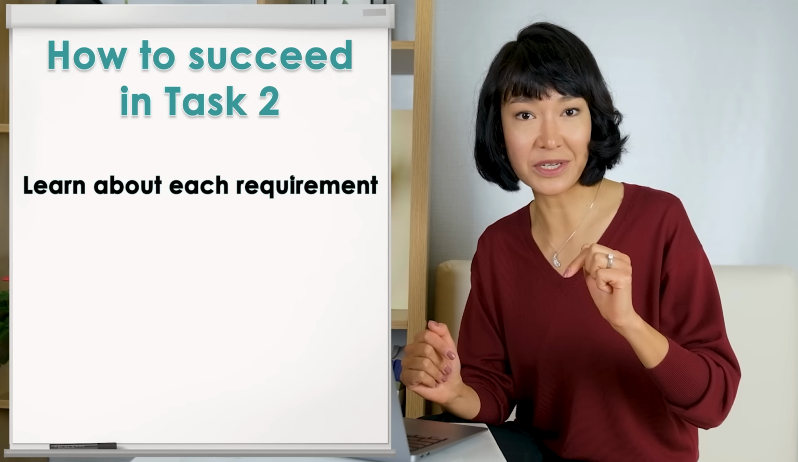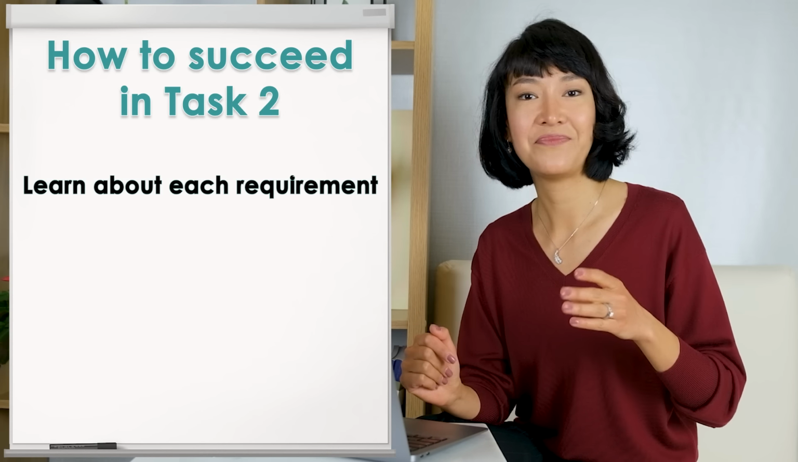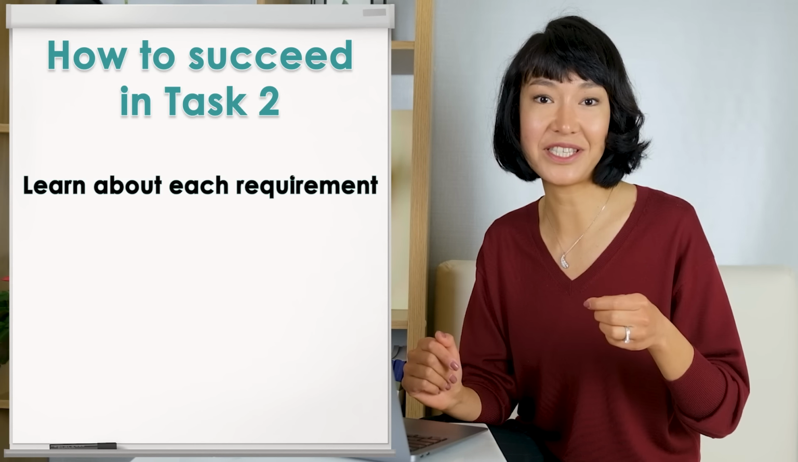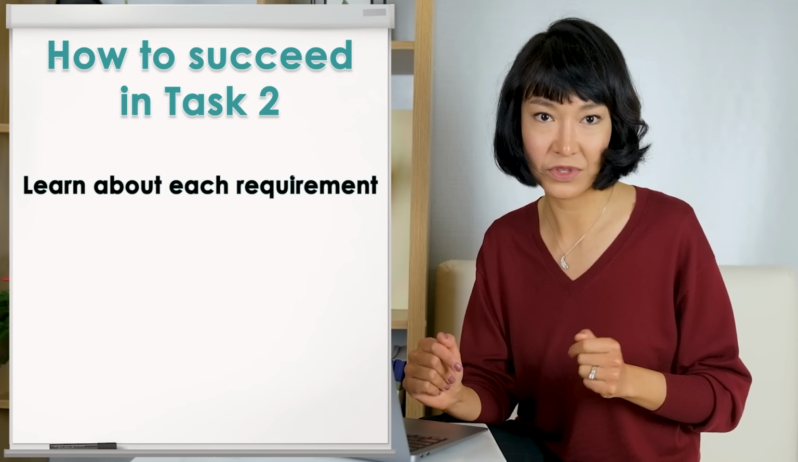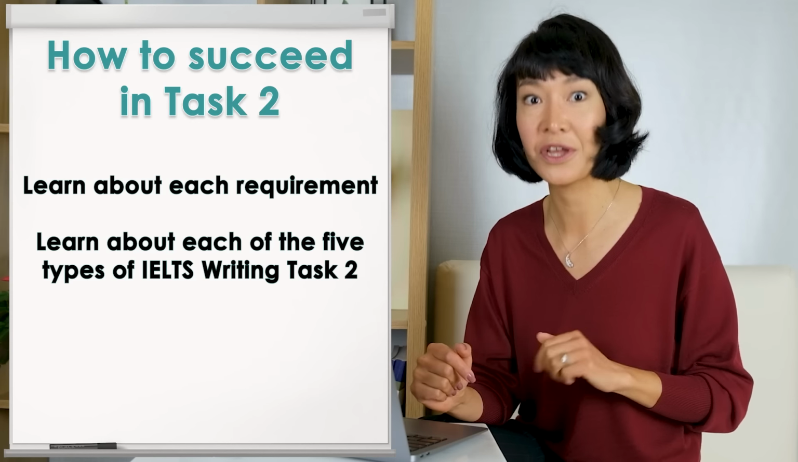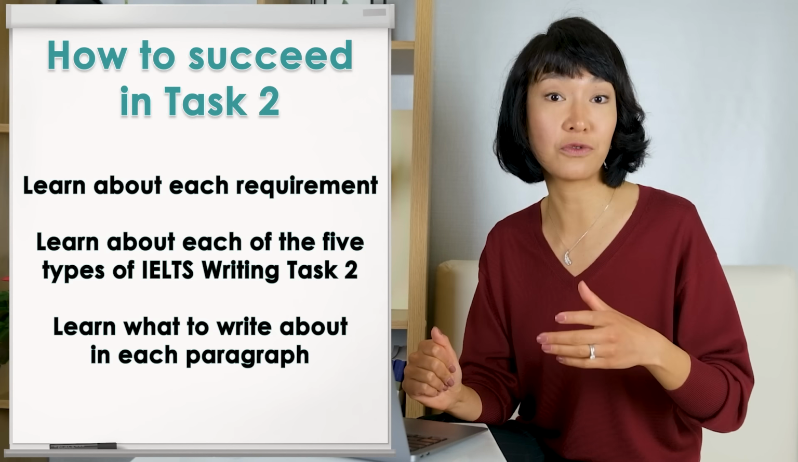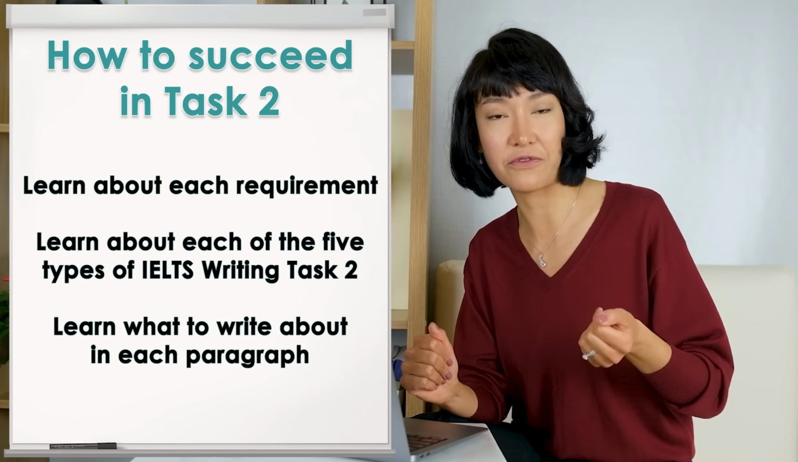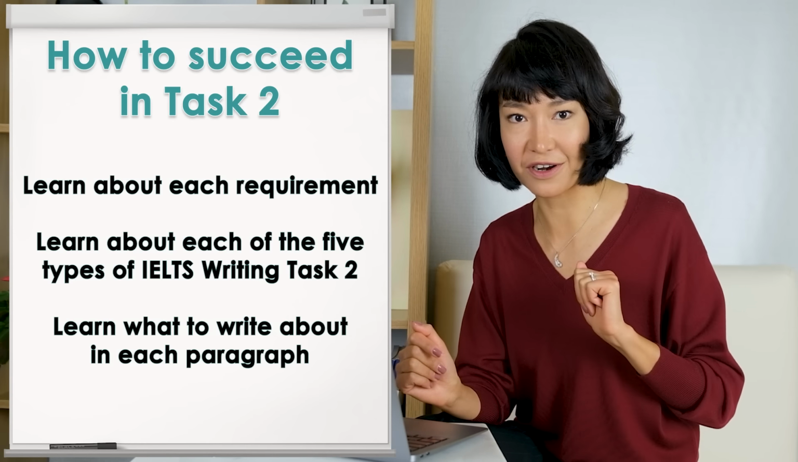So, to succeed in your exam, I suggest that you should learn about each requirement and particularly about the signs of band 5 or band 6, or in other words, the common mistakes that are noted in the IELTS descriptors and how to avoid them. You should also learn about each of the 5 types of task too and how to answer them. And what to write about in each paragraph of your essay, particularly how to develop your ideas in your body paragraphs.